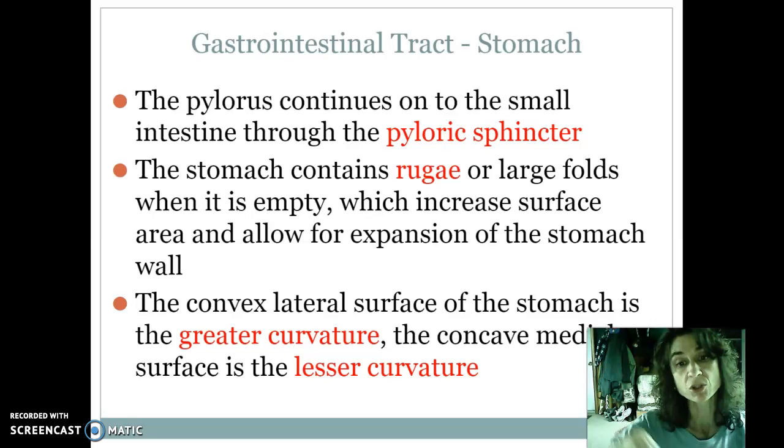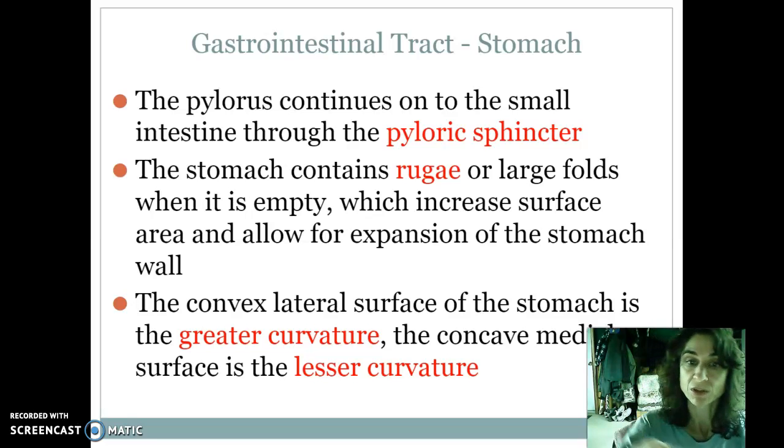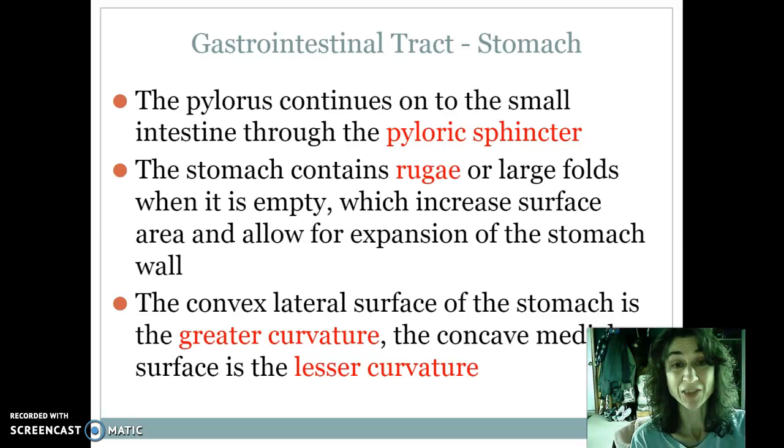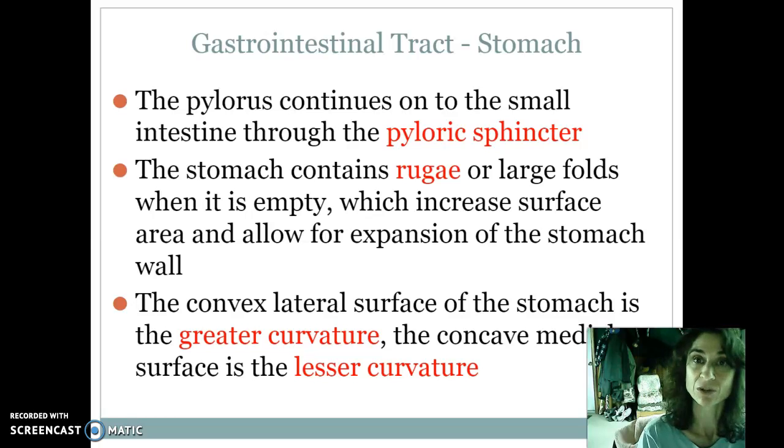So the larger outer curve is called the greater curvature. Okay, that's a convex curve. You're going to see a picture of it in a second. The smaller concave curve, which is on the medial side, is called the lesser curvature. You can also look at them as the outer curvature or the greater curvature, and the inner curvature or the lesser curvature.